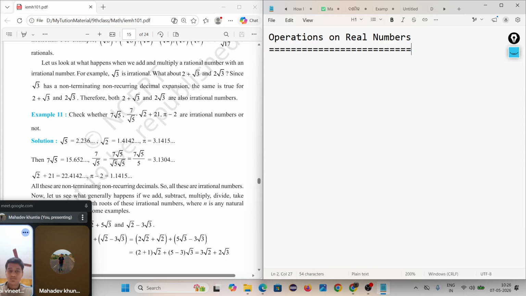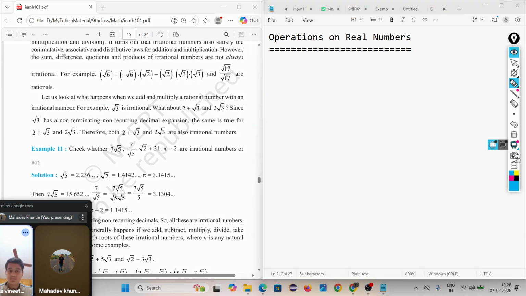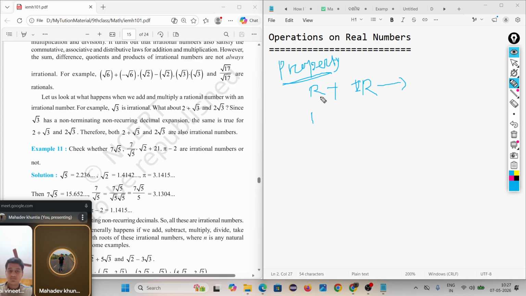Okay, look at some properties which are important. Try to understand. Tell me, if I add one rational number with an irrational number, what will the answer be? Here R means rational, IR means irrational.